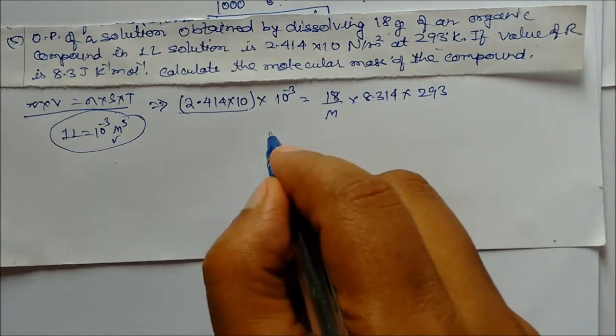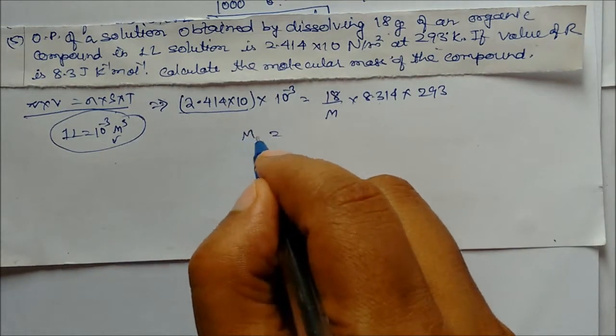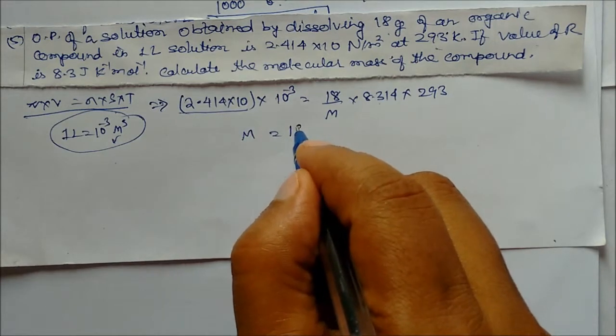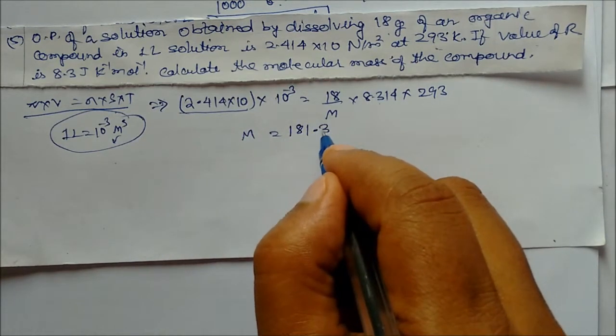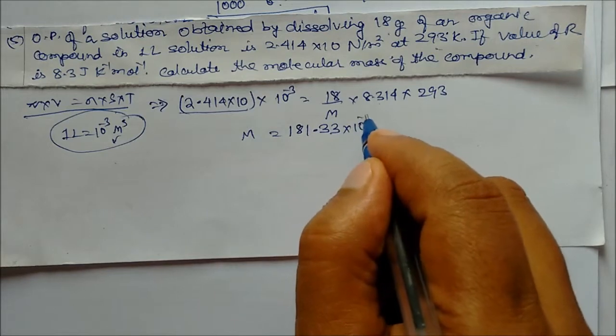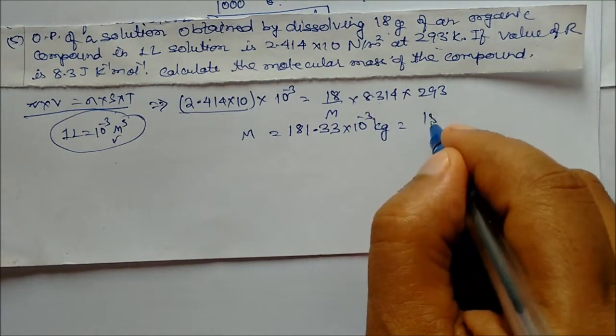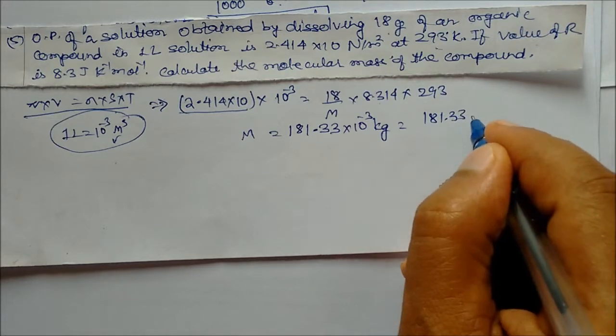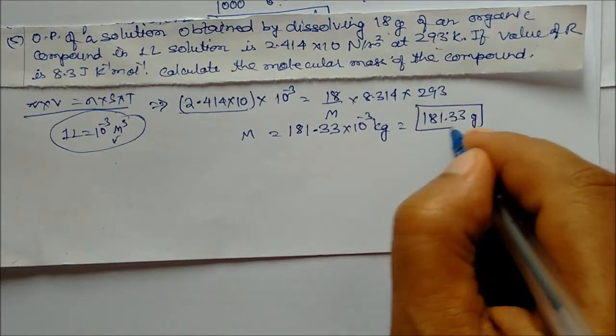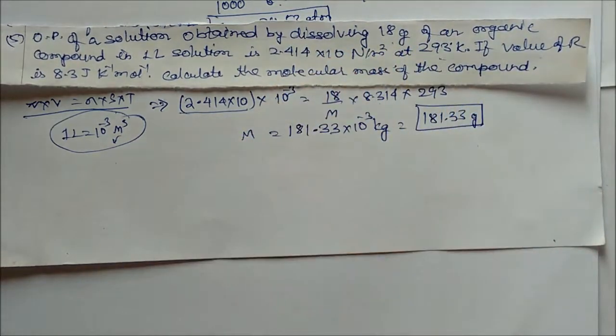So on solving we will get the mass as 181.33 into 10 power minus 3 kilogram, or we can say 181.33 gram. So this is our final answer.